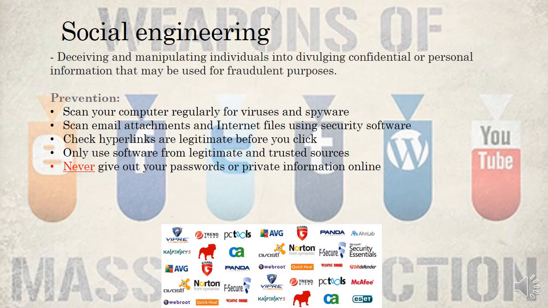Social engineering is when people deceive and manipulate individuals into divulging confidential or personal information that may be used for fraudulent purposes. So how do you prevent it? Scan your computer regularly for viruses and spyware. Scan email attachments and internet files using security software. Check hyperlinks are legitimate before you click. Only use software from legitimate and trusted sources, and never give out your passwords or private information online. And also use a lot of common sense.